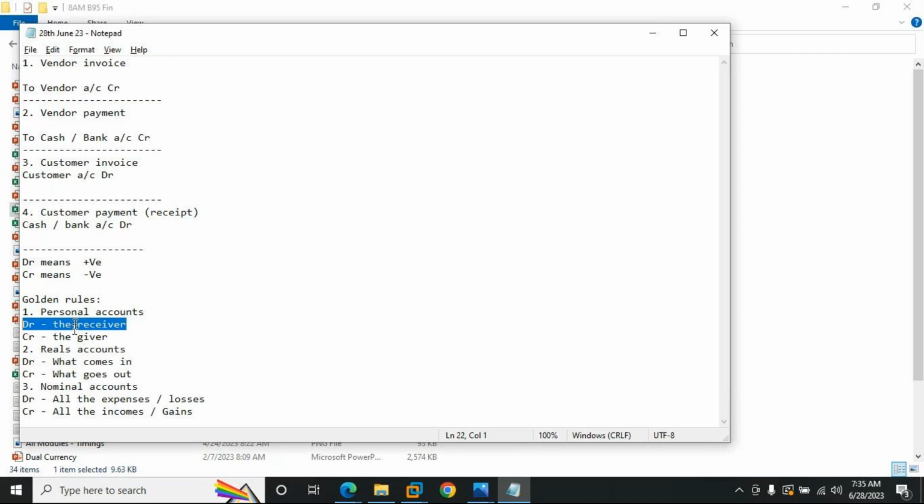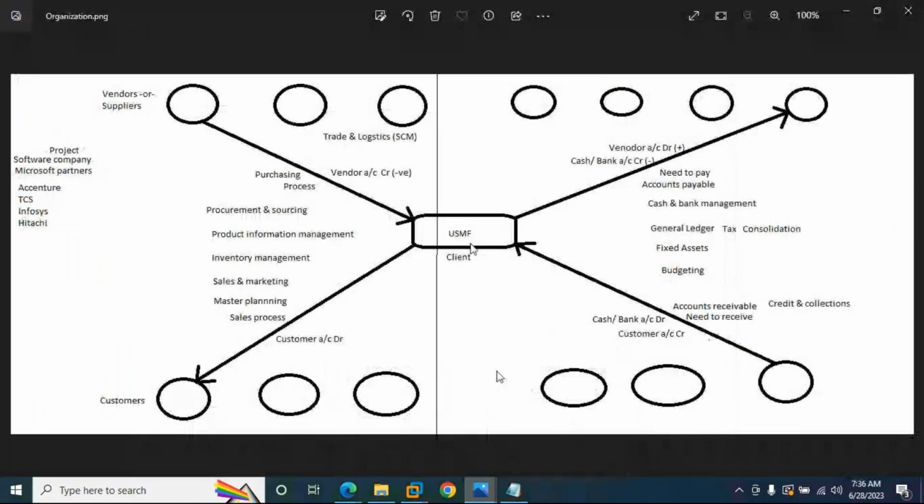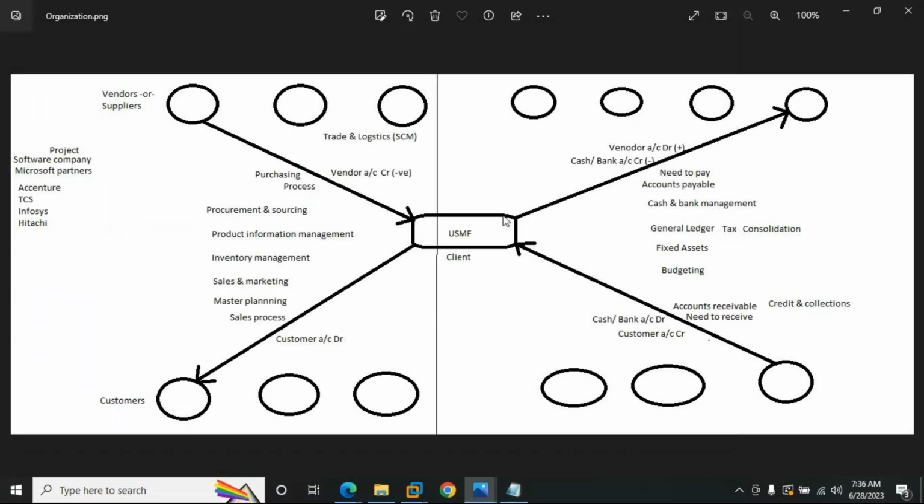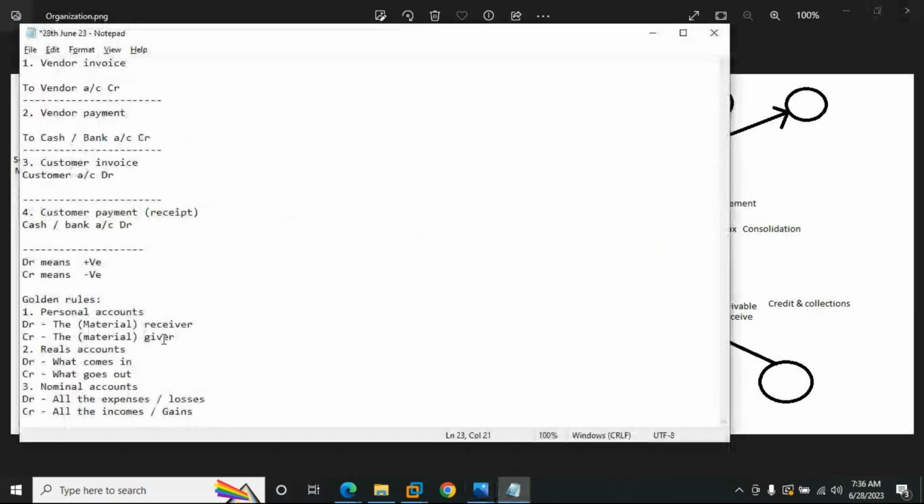Debit the receiver. For your understanding purpose, I'm adding to the golden rule the material receiver. Who is the material receiver here? Customer. So, customer account is debit. The giver, who is giving material to us? Vendor. So, vendor account is credit.